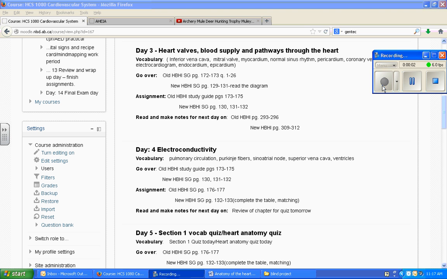Welcome to day 3 of the cardiovascular system. This is the heart valves, blood supply and pathway through the heart topic.